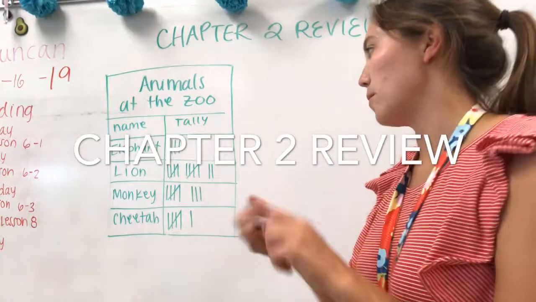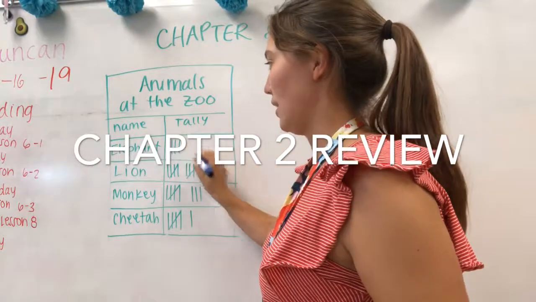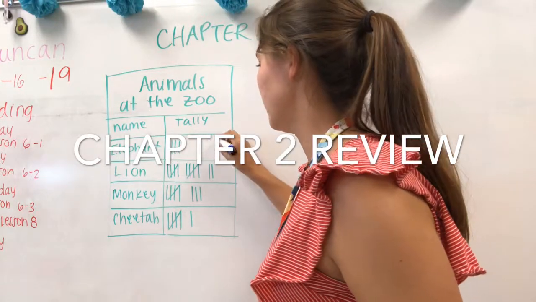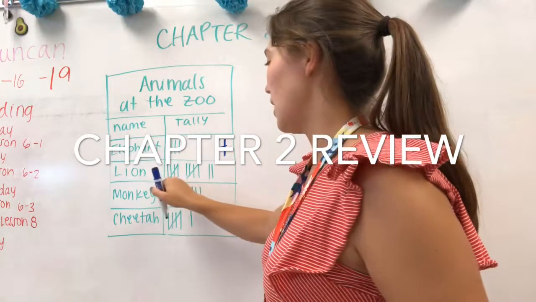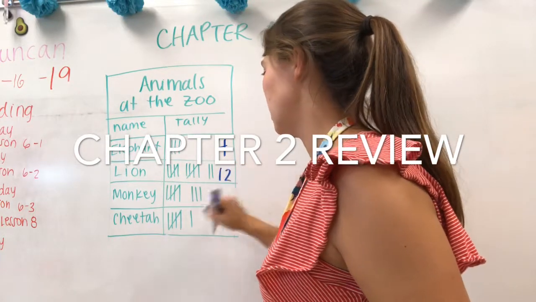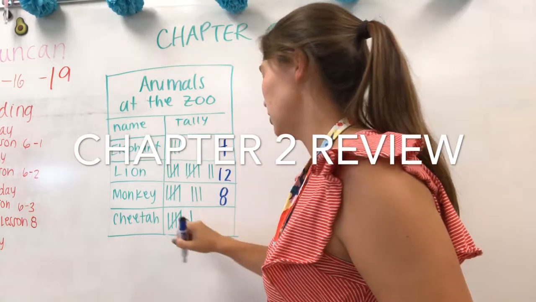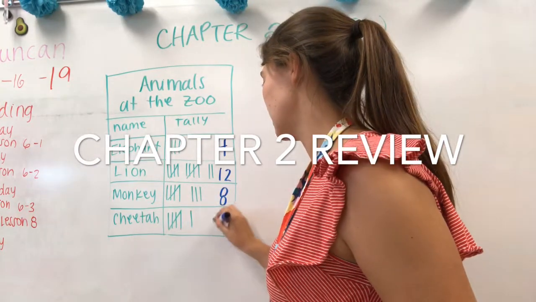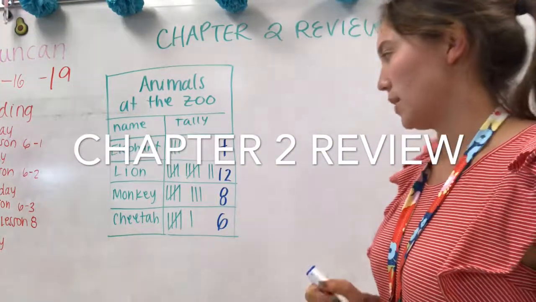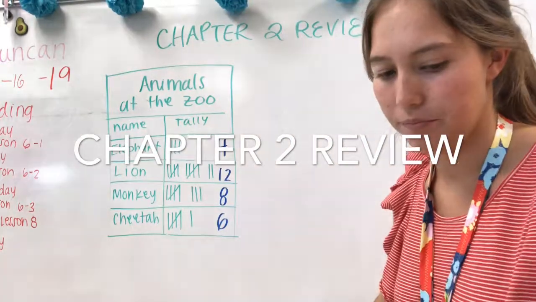If you're at home, you're probably remembering and realizing what you should do is go ahead and count up the amount. Elephant, 1, 2, 3, 4. Lion, 5, 10, 11, 12. Monkey, 5, 6, 7, 8. Cheetah, 5, 6. So those are my numbers. Now that I know my numbers, it's so much easier to compare.